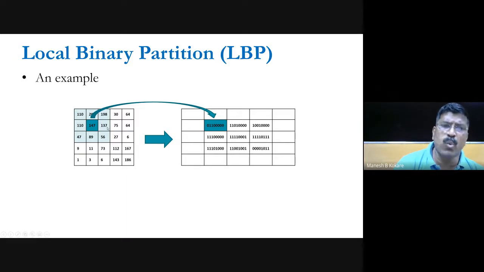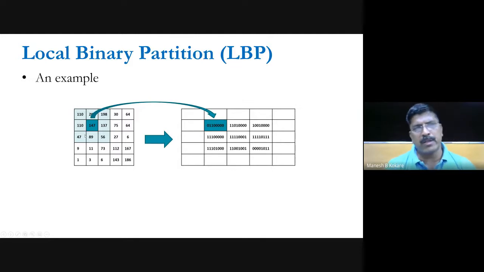Now when you are considering the next pixel, you have to shift this window to the right by one. So 137 will be at the center, and then 200, 198 and 30. So this region will be considered to calculate the local binary pattern of 137. 200 is greater than 137, so it will be 1. 198 is greater than 137, so it will be 1. Then 30 is less than 137, so it will be 0. I hope that you have understood how to calculate.